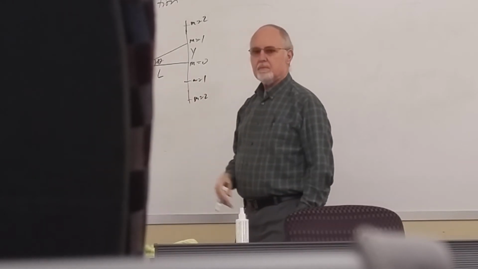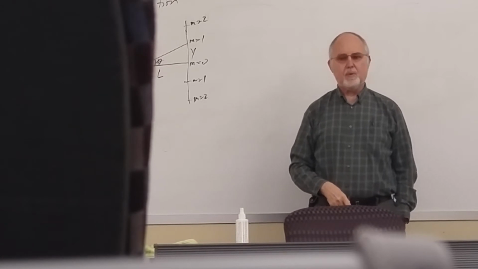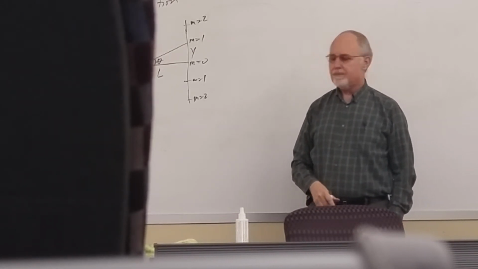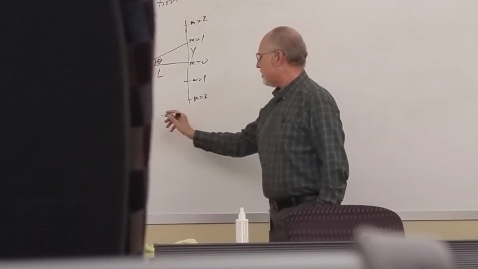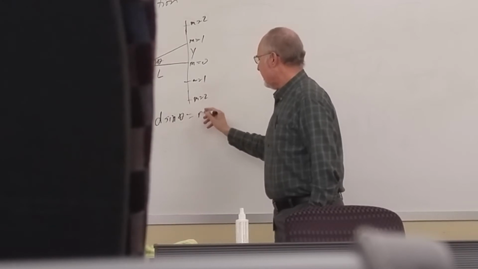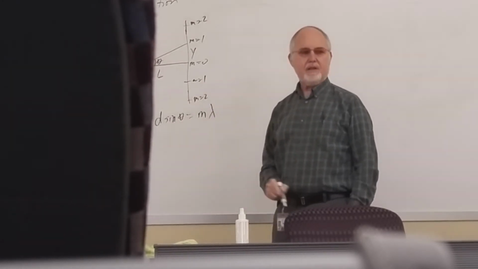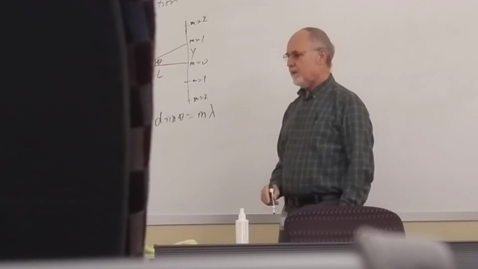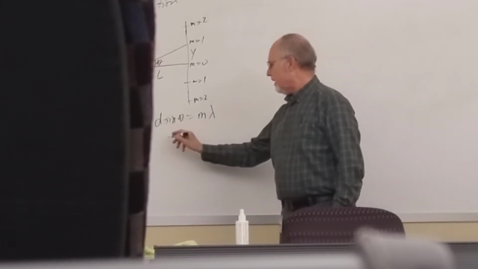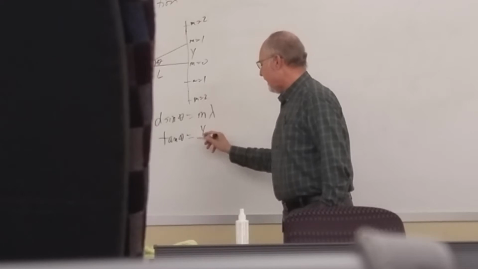And this depends on, you have multiple m's there depending on what the wavelengths are and what the d is. But your basic equations are that d times the sine of the angle is going to equal the m number times the wavelength. This is for constructive interference. And we're not going to do it for destructive interference for these. And then your other one is the tangent of the angle is the y divided by the L.